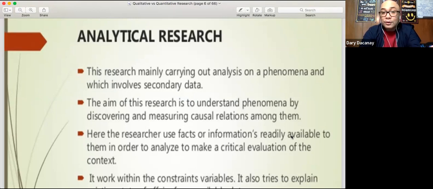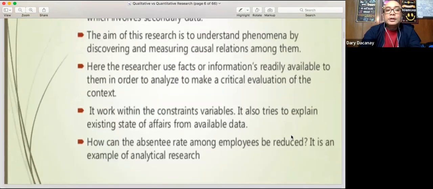Here, you as a researcher might want to use the facts or information readily available in order to analyze or to make a critical evaluation of the context of your research. Now, it works within the constraints of the variables. It also tries to explain the existing state of affairs from available data. Yung variables yan, we will talk about it later deeply. And how can the absentee rate among employees be reduced? This is an example of a research question. It is an example of an analytical research.